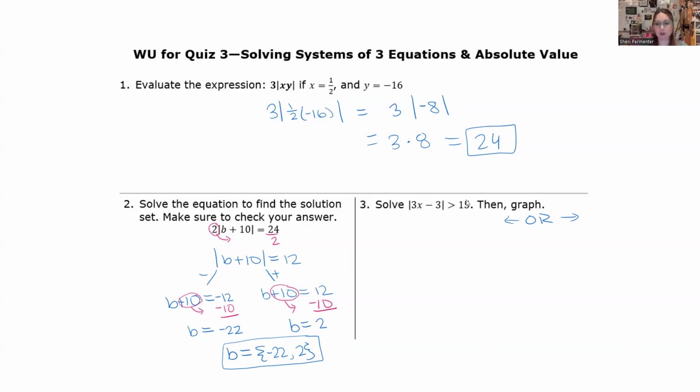So since it's a greater, I'm ready to split it. And when I split it, I'm still going to have a negative and a positive branch. Out the positive branch, just like over here, it looks identical. Nothing changes. So out my positive side, I'm going to have 3x minus 3 is greater than 15. Out my negative side, I'm still going to have the 3x minus 3. That doesn't change.